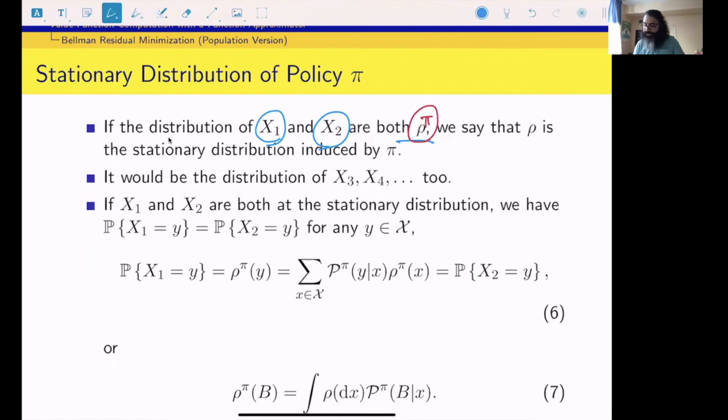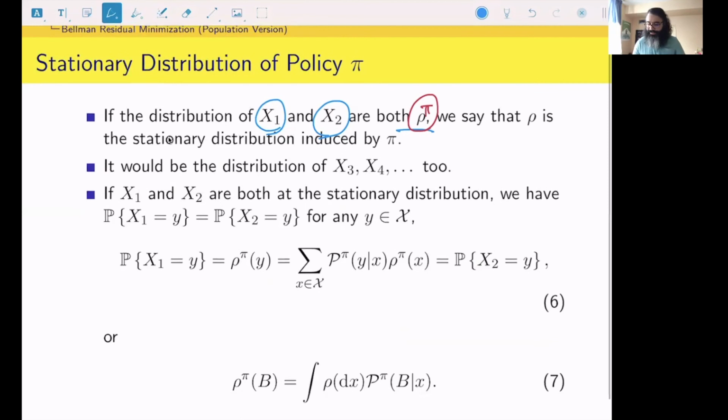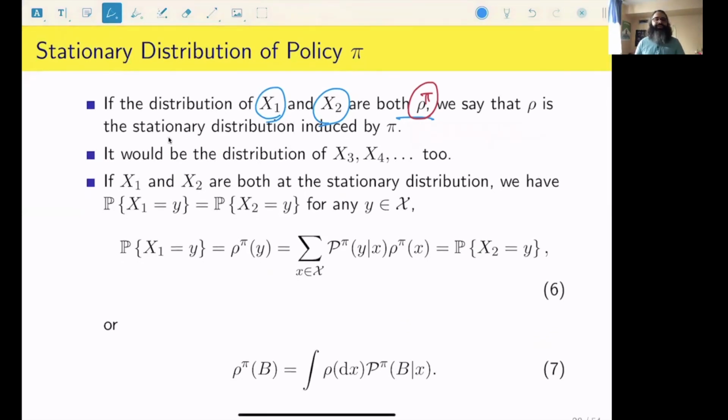So if the distribution of x1 and x2 are both, say, rho pi, we say that rho pi is the stationary distribution induced by pi. And by induction, it would also be the distribution of x3, x4, up to infinity. So if you start from this stationary distribution, our states will always have the stationary distribution. That's why it's stationary, because it doesn't change. So let's derive a relationship for this stationary distribution.